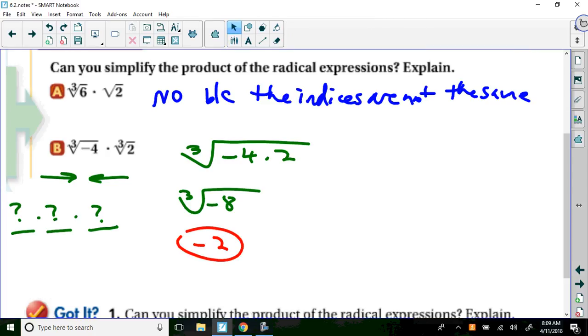We can combine those because the indices are the same. So if we simplify it, it's the third root of -4 times 2, the third root of -8, and the answer is -2. How do we feel about that one? Okay?